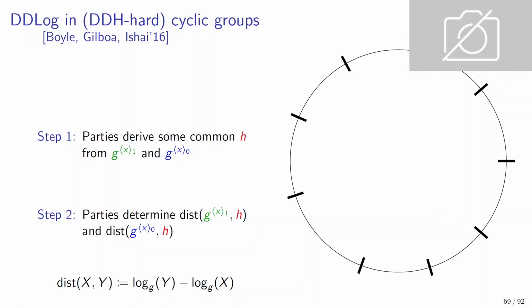These are special points. Now, the two parties hold g to the x1 and g to the x0. If x is small enough, say it's a bit, either 0 or 1, the two group elements they hold must be very close. They're either the same, or they differ only by multiplication by g, one step. So they'll always be very close on the cycle. In particular, assuming they're not too close to any of the bold lines, they'll fall into the same segment between two consecutive bold lines, two consecutive elements which, when hashed, map to 0.